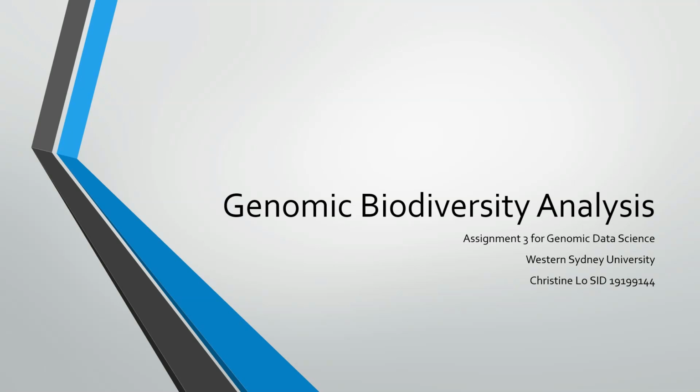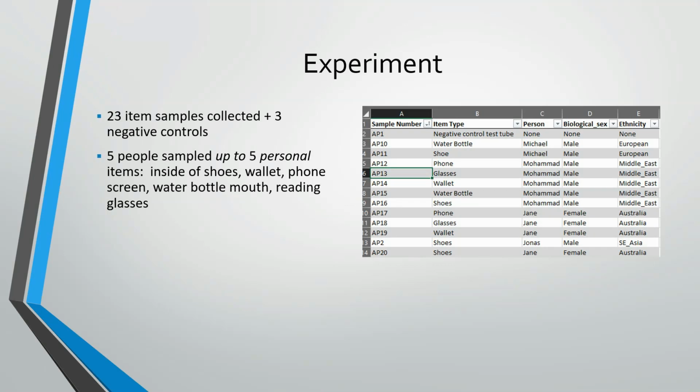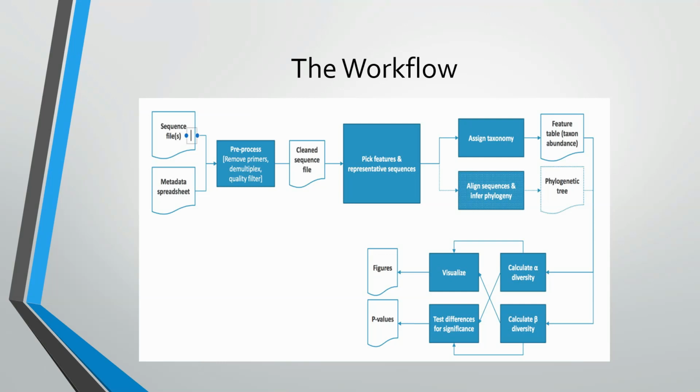Hi, in this video I will demonstrate how to calculate and analyze biodiversity using QIIME 2. Our experiment's data contains 23 item samples plus 3 negative controls. The 23 samples are personal items of 5 different people: from the inside of shoes, wallet, phone screen, water bottle, mouth, and glasses. This is the workflow.